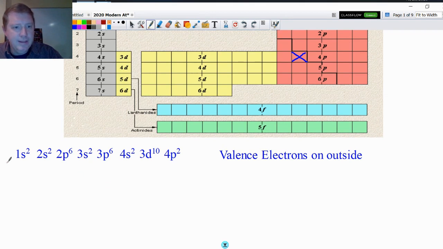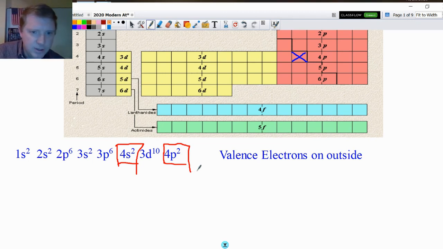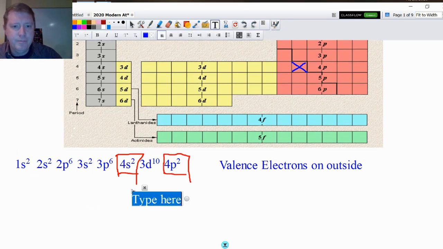When I look at this configuration for germanium, I'm going to point out that these two, the 4s and 4p, are the outside because the fourth energy level is farther away than the third level, which is farther away than the second level. Of course, the closest to the nucleus is the first level. So these values in front are the energy levels, and they tell us how far away from the nucleus. How many electrons does this element have on the outside? It has 4 valence electrons. It has 4 electrons on the outside.